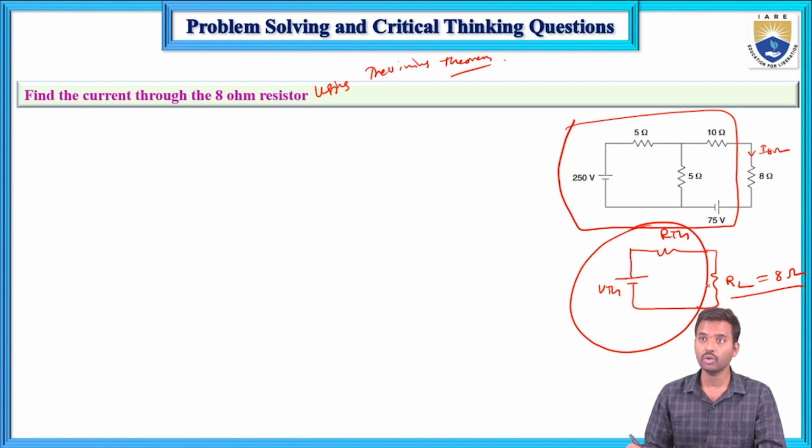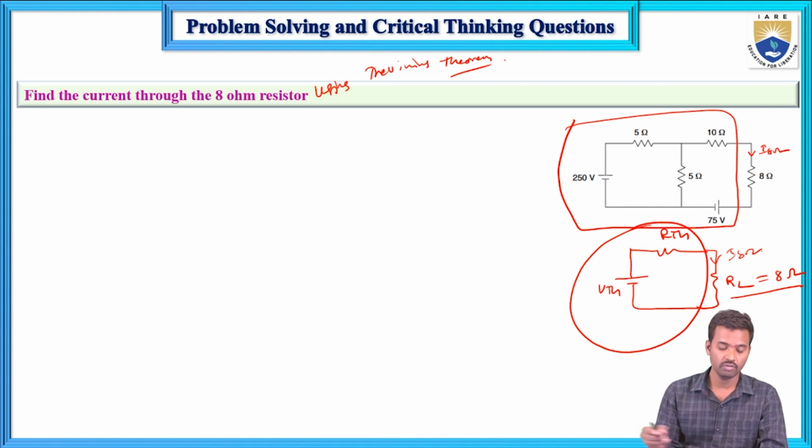Now reconnect the load resistance. This circuit and this circuit are the same. So now the current flows through the 8 ohms resistor. How will you calculate it? To find the 8 ohms resistor current, you need to determine VTH and RTH. First, find the VTH, Thevenin's voltage.